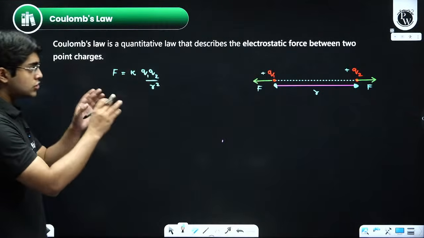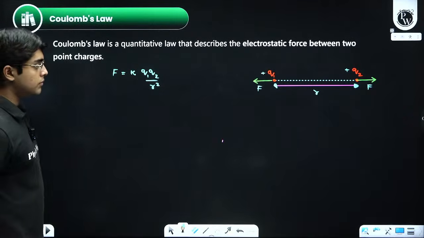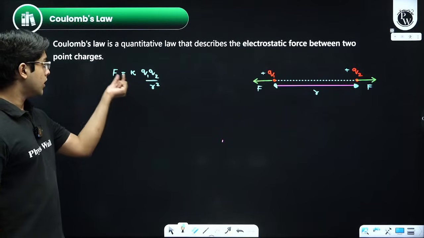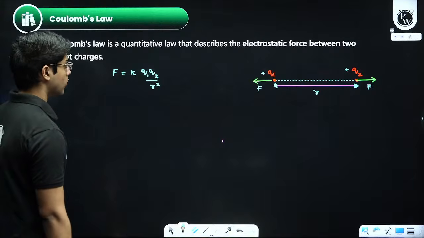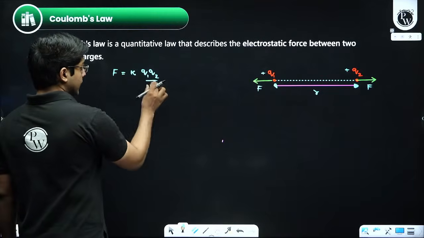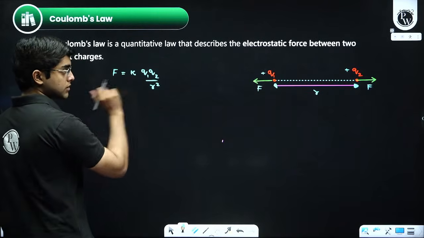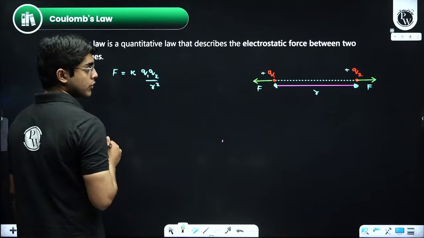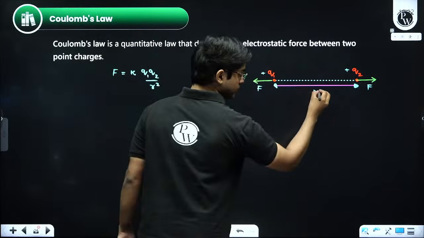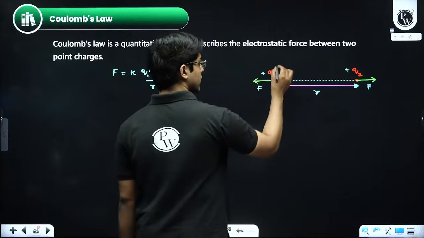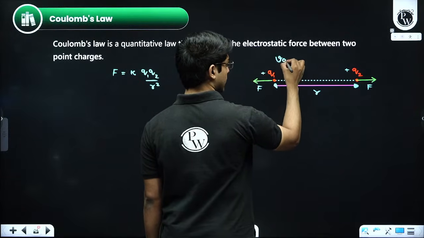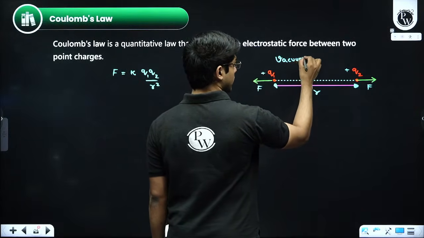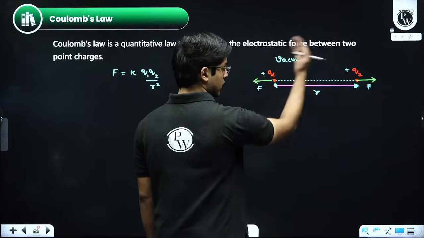So the further away these two charges are, or the greater the value of R, the smaller the value of the force. Okay. So that is how this force depends. It mainly depends upon Q1, Q2 and this distance R. First we will talk about the medium as vacuum. There is no medium surrounding these two charges.